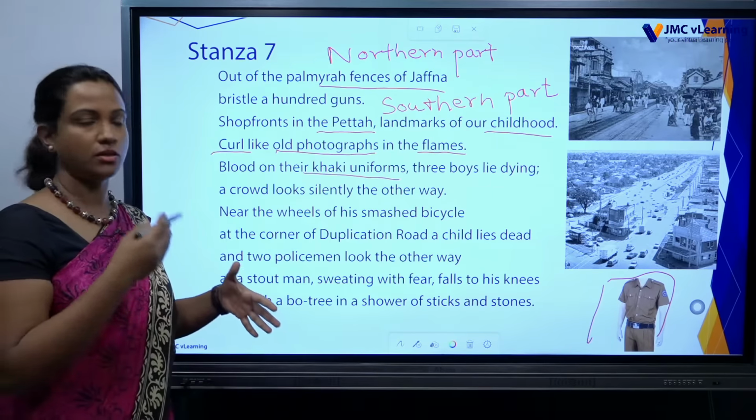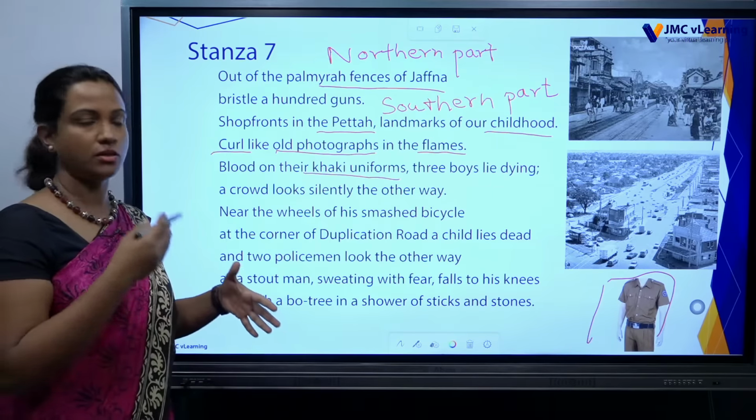Next we'll see: near the wheels of his smashed bicycle. Why does the poet take a bicycle? A bicycle is the hope, the wish of a boy. All the boys, you must have experienced this. They want to have a bicycle in their childhood. So this bicycle has been smashed, broken into pieces, at the corner of Duplication Road.